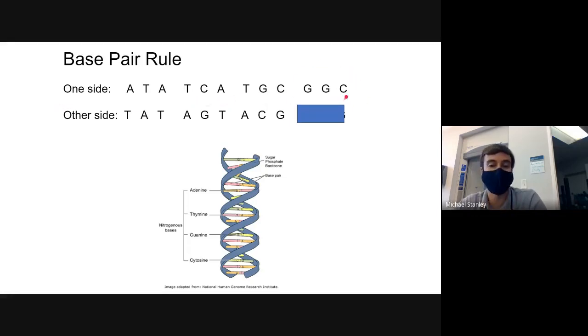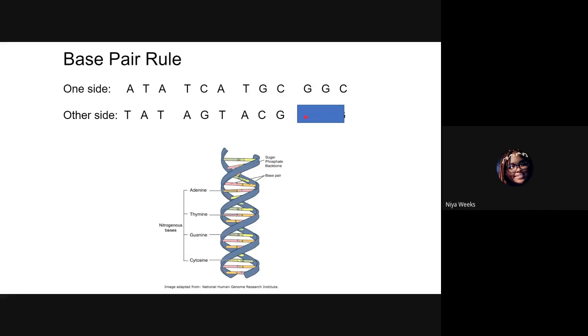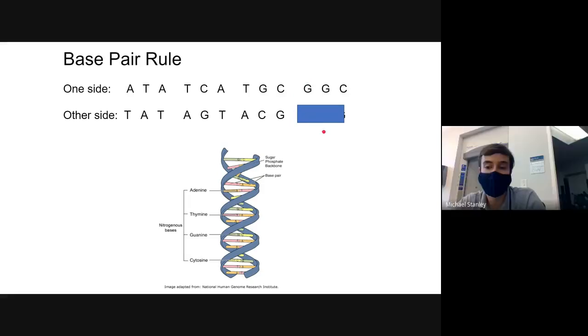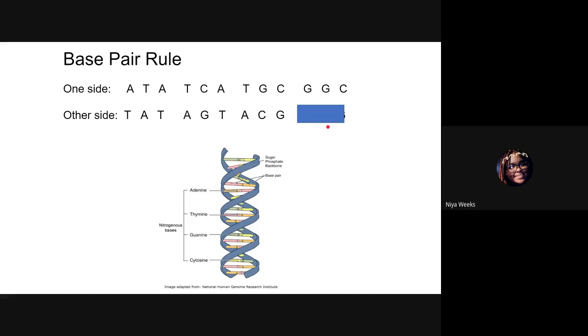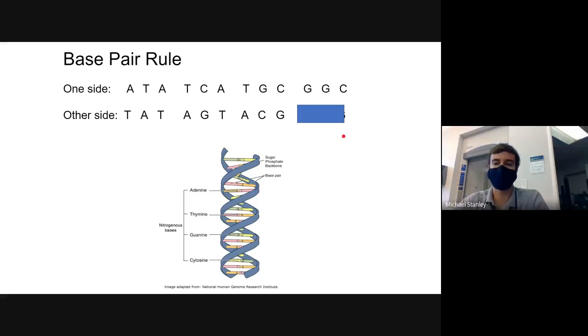So like for our final group right here, we have GGC. And so what will that turn into on our next side? What was that, Naya? It'll be CCG. Yeah, CCG, yes. Exactly. So G on one side means it matches up with C. G matches up with C. And C matches up with G.